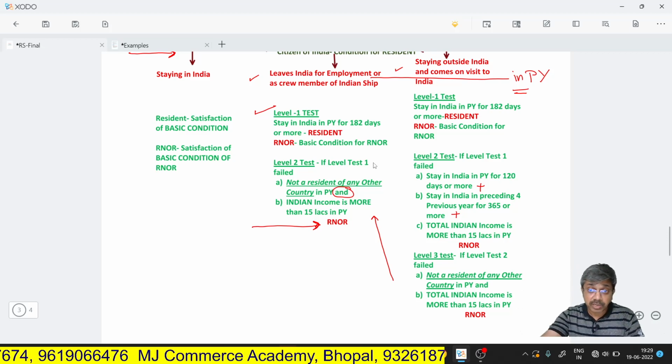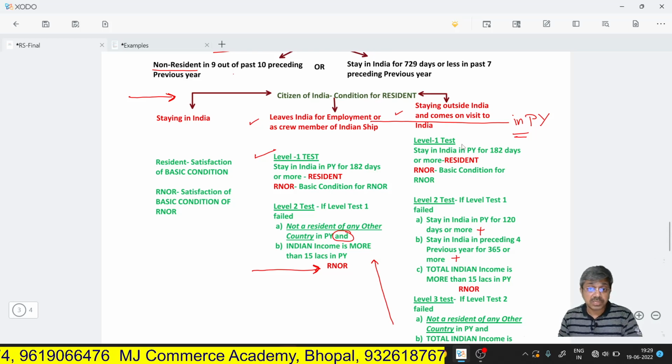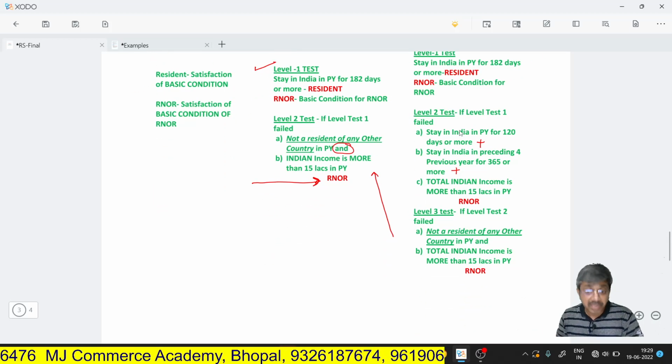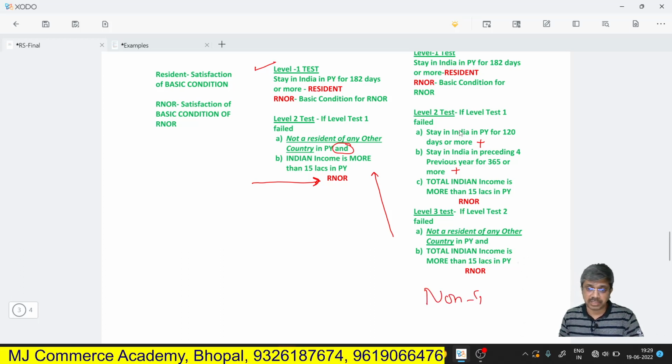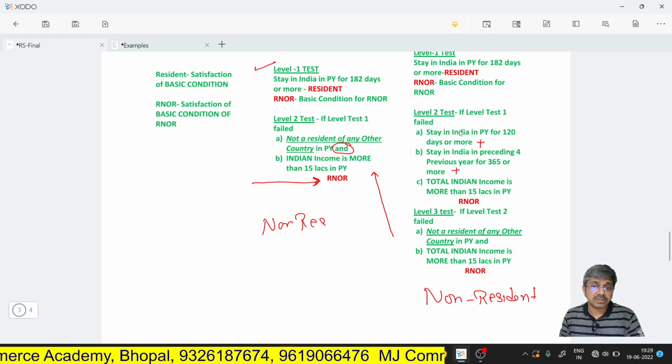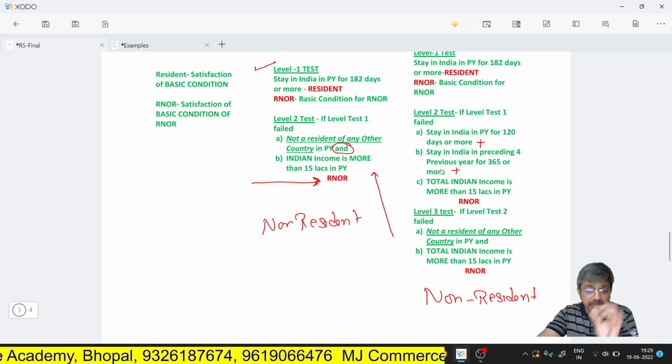If an individual is staying abroad and comes on visit to India, you need to check level 1 test. If it fails, check level 2 test. If it fails, come to level 3. If level 3 test also fails, then that person will be non-resident. Again, here also, if level 2 test fails, then that person will be non-resident. You need to go a little bit methodologically.